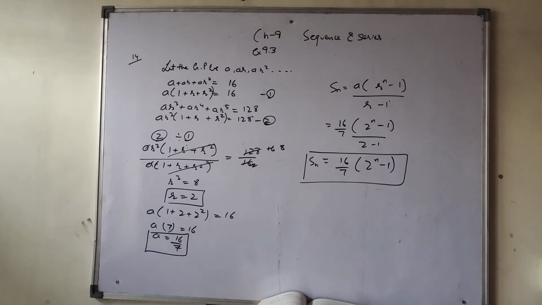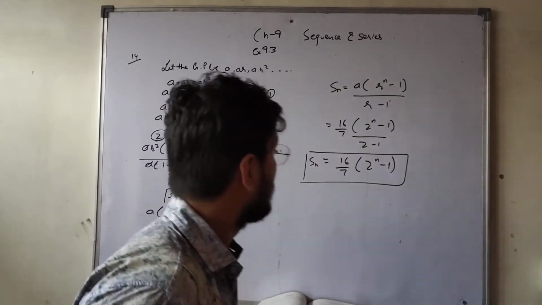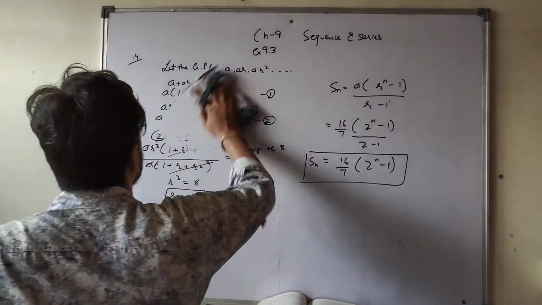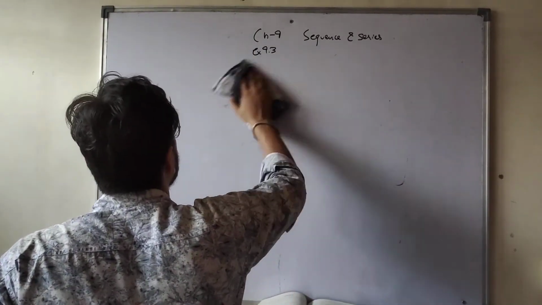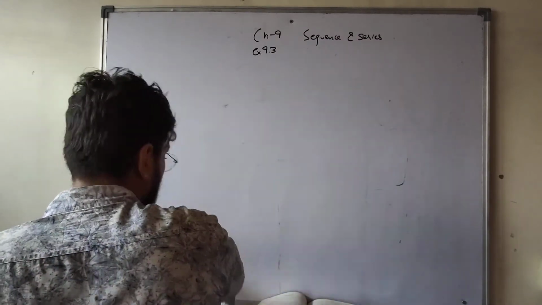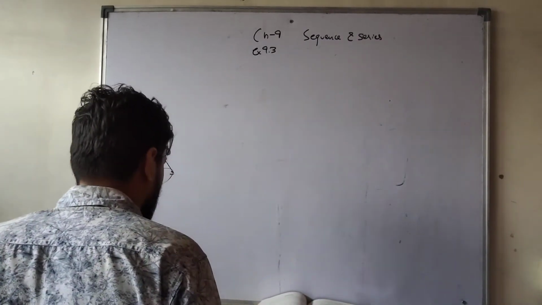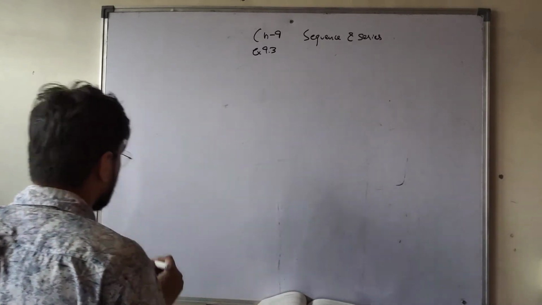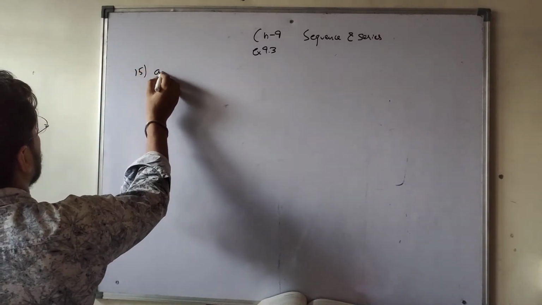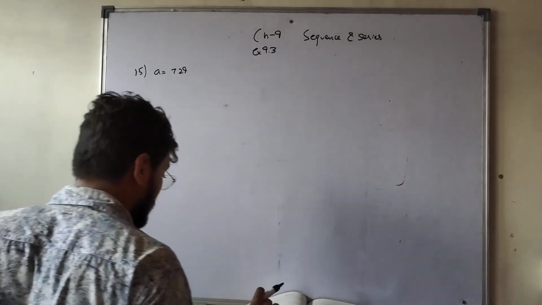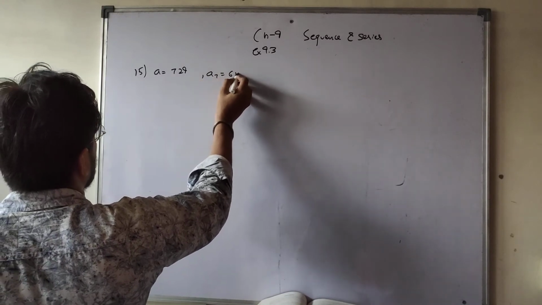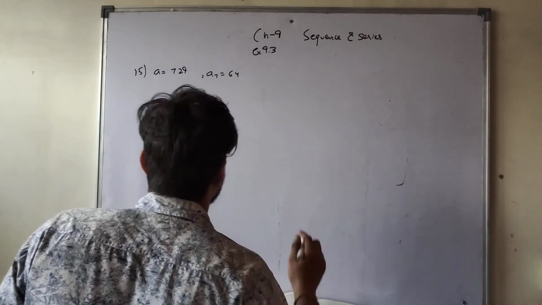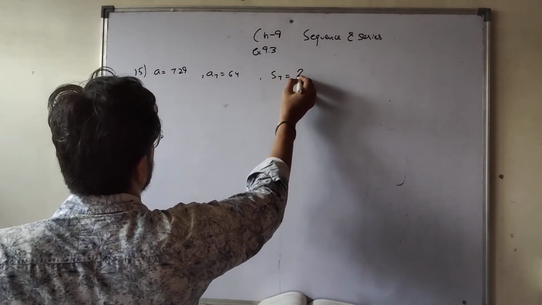Now let's move on to the next question, question number 15, right? Given a GP with a equal to 729, and the seventh term is 64, a7 is 64. Determine S7. S7 we have to determine, right?